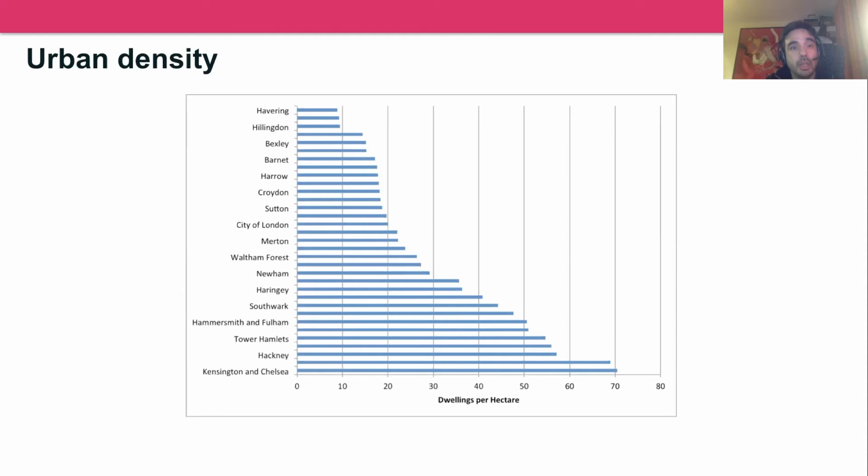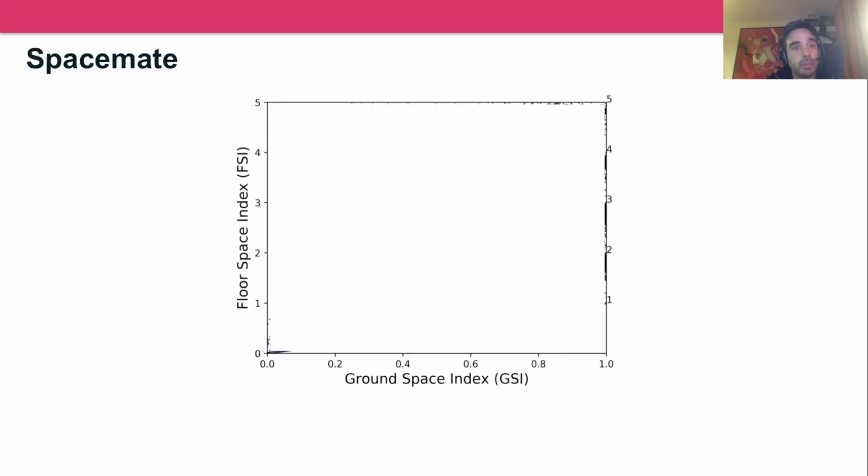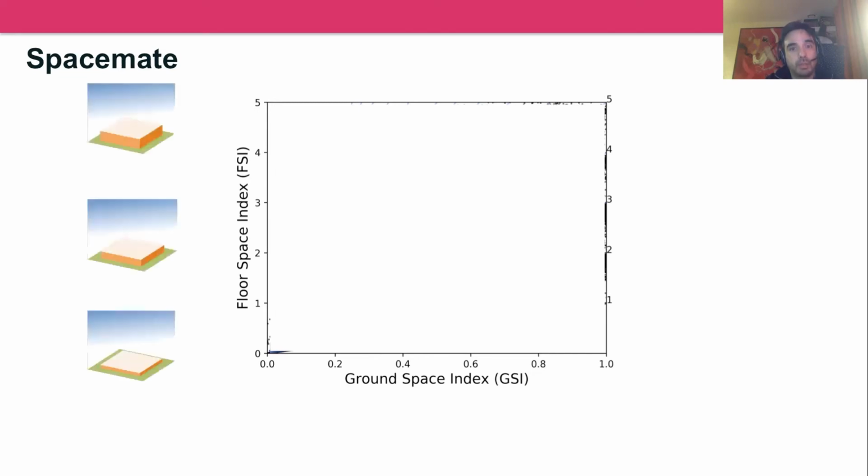So here are the dwellings per hectare for the 33 local authorities in London. To do this, we've been integrating 3D stock with a tool called Spacemate, which was developed by Berghauser Pont and Haupt in the early 2000s. And this is essentially a way of representing urban form and density at the individual building scale rather than at large aggregate levels.